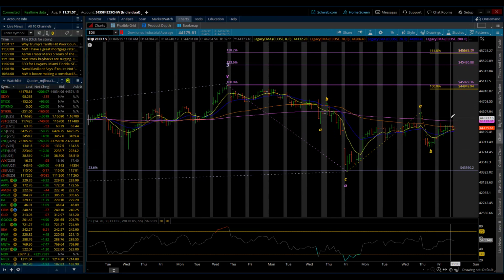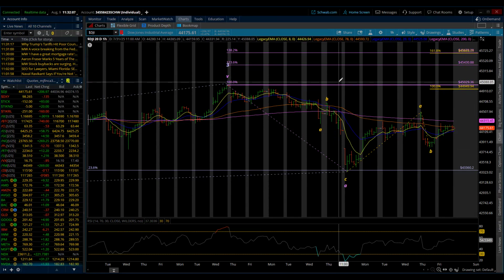We are in the C wave. C waves are always 5 waves. That's one of the rules that Elliott left us. C waves are always 5 waves. Now, it could be a diagonal. It could be a lot of different things, but it will be 5 waves.